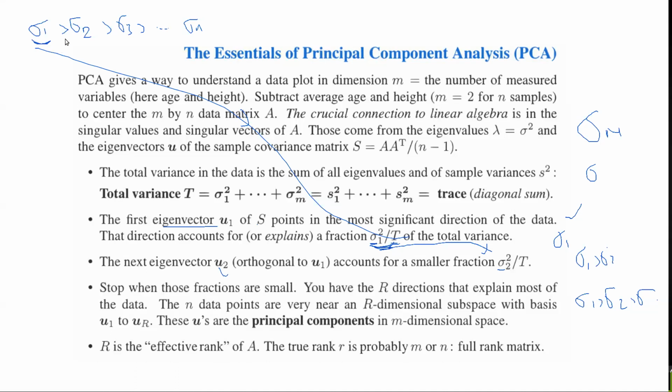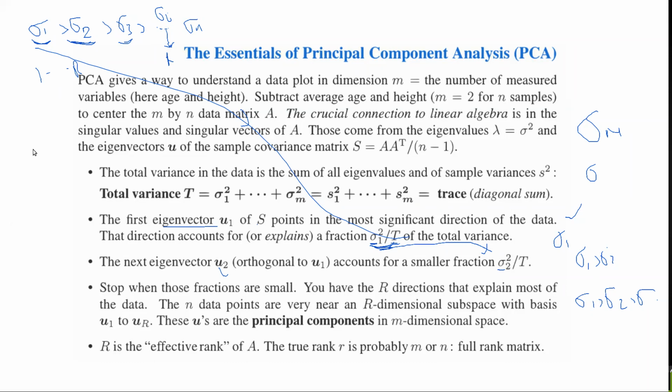If you want a bit more, sigma 2 will provide a bit more, and then the next will provide a bit more. But once you get to, say, sigma i, the information coming from this singular value is so small that you can neglect it. Let's call this part R. So we take the singular values from 1 to R.